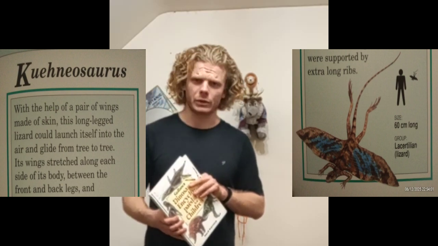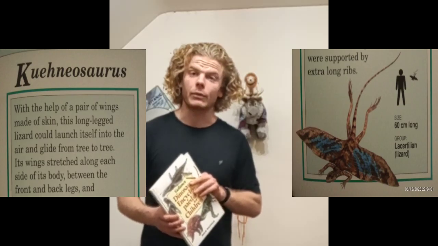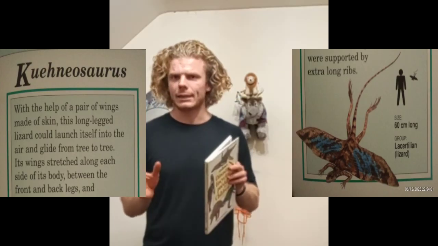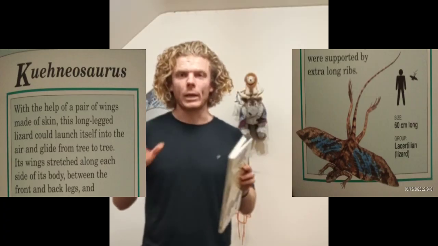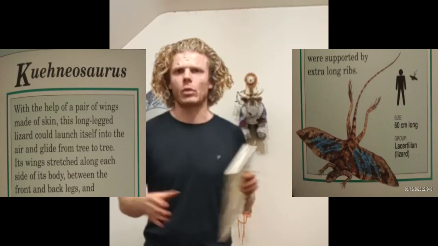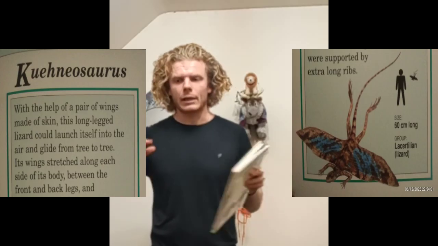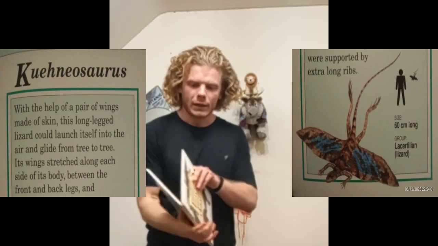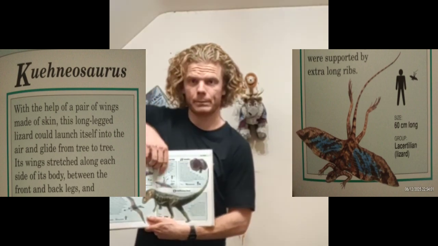The Kuehneosaurus lived 200 million years ago during the Triassic. It was a dinosaur from the group Lacertilian, a lizard. Like lizards, it had 2 arms and 2 legs and a tail, but additionally it had wings between the arms and the legs to the sides of the body out of skin and supported by extra long ribs. It was 60 centimeters big, and with its wings it could jump and then glide from tree to tree. And that is according to the Golan's Dinosaur Encyclopedia for Children, page 25.